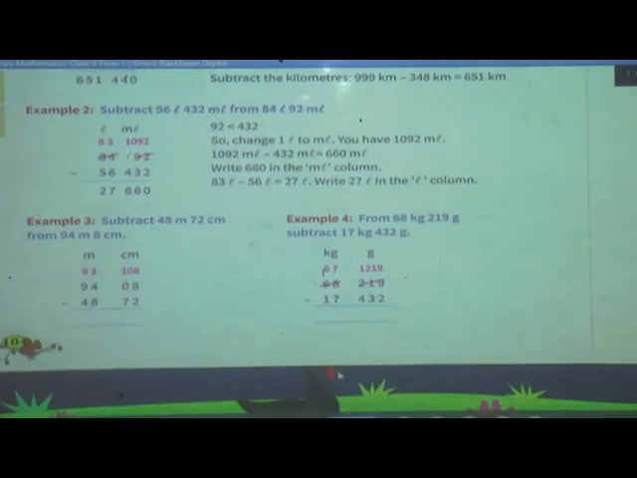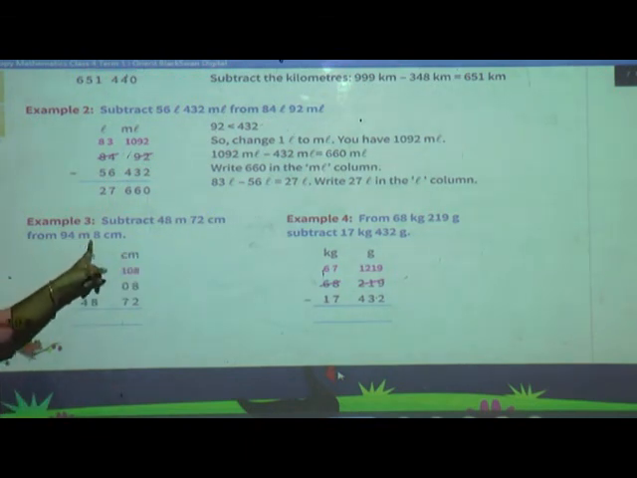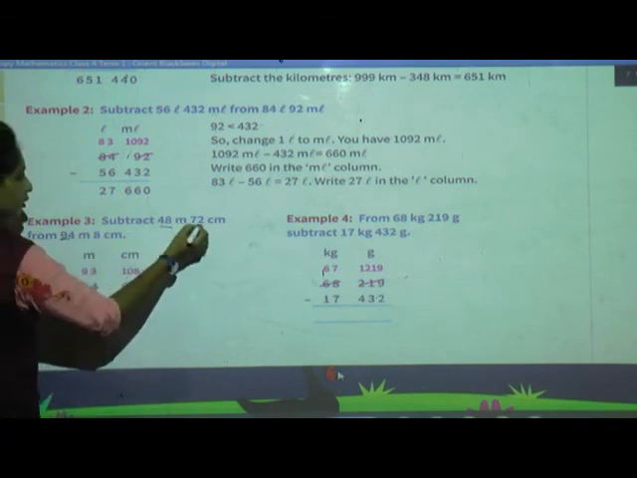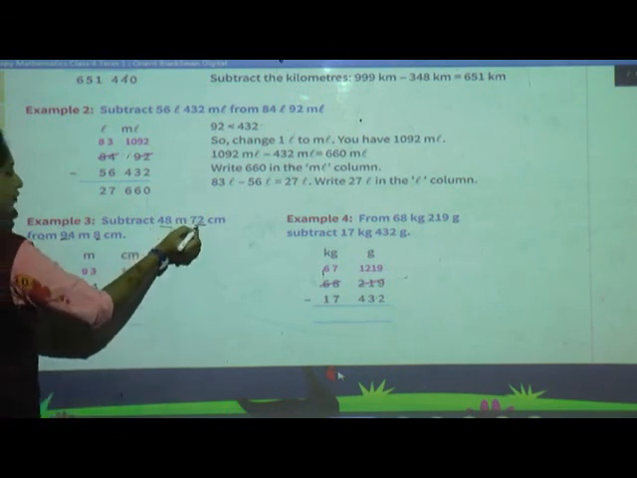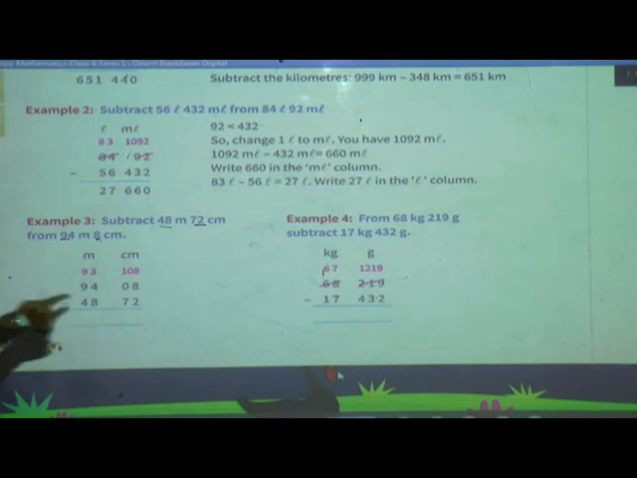Now subtract 48 meter 72 centimeter from 92 meter 8 centimeter. See here 2 digit, 2 digit, here 2 digit and here 1 digit. So what you are going to do, students? You have to write 2 digit only. So place 0 before 8. See, you can see here in this way.